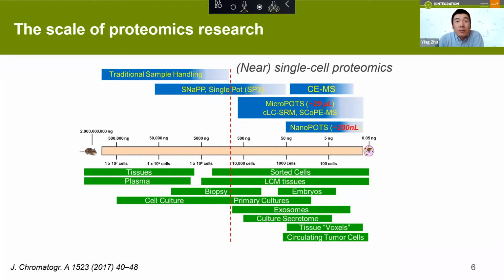And the more interesting part is getting into single cells or near single cells, a small number of cells. We define the near single-cell proteome as a sample containing a total protein amount below 1 microgram, in nanogram amounts of protein. Usually these are sorted cells, either enriched cell populations, or LCM-cut tissues and embryos like the introduction by Peter today, or even exosomes or cultured secretomes, or even circulating tumor cells.